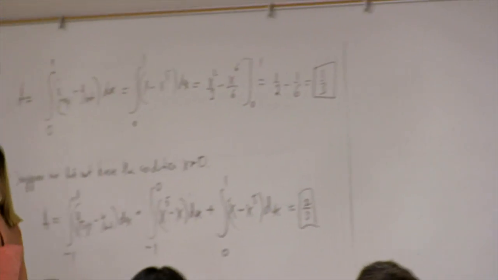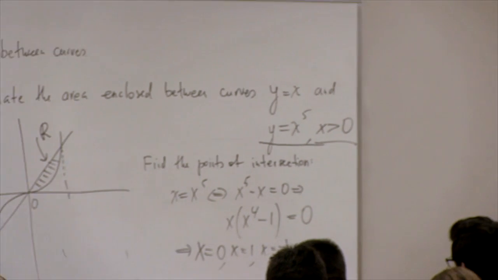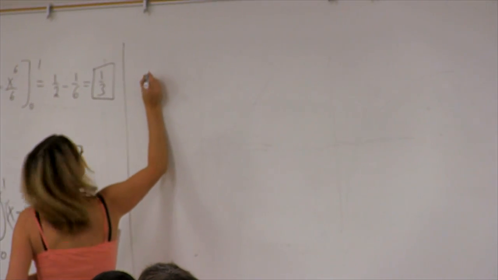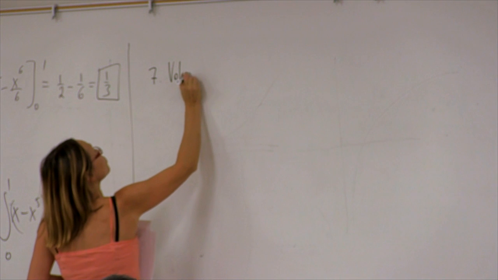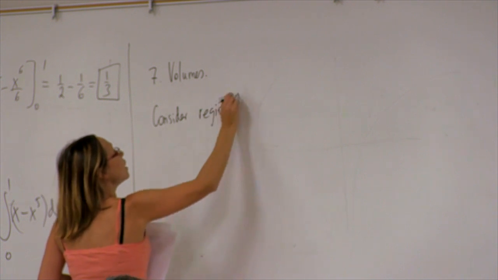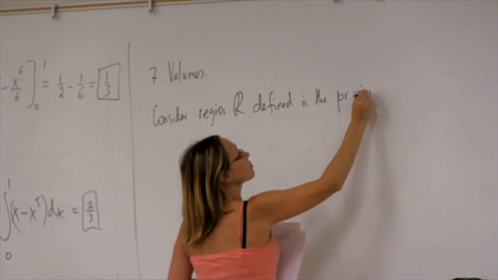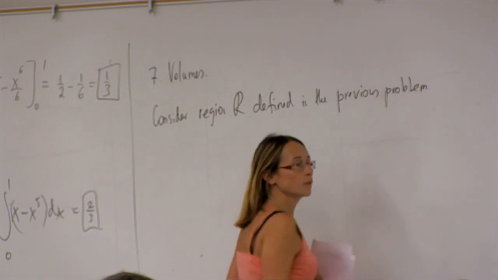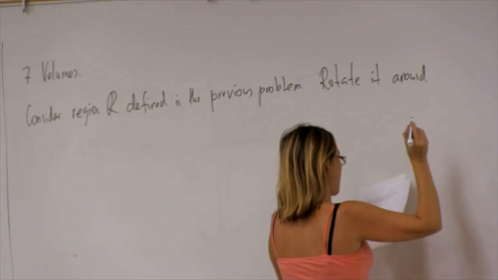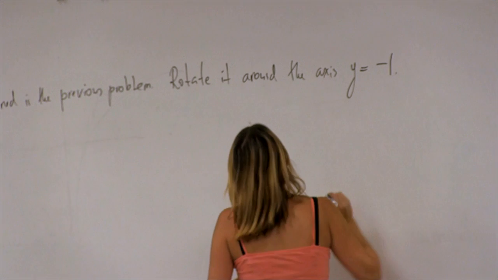So now let me calculate some volumes. Okay, so let's call this region R. And we're going to play with solids of rotation. So this is number 7, volumes. So consider region R defined in the previous problem, rotated around the axis y equals -1. Calculate the volume.